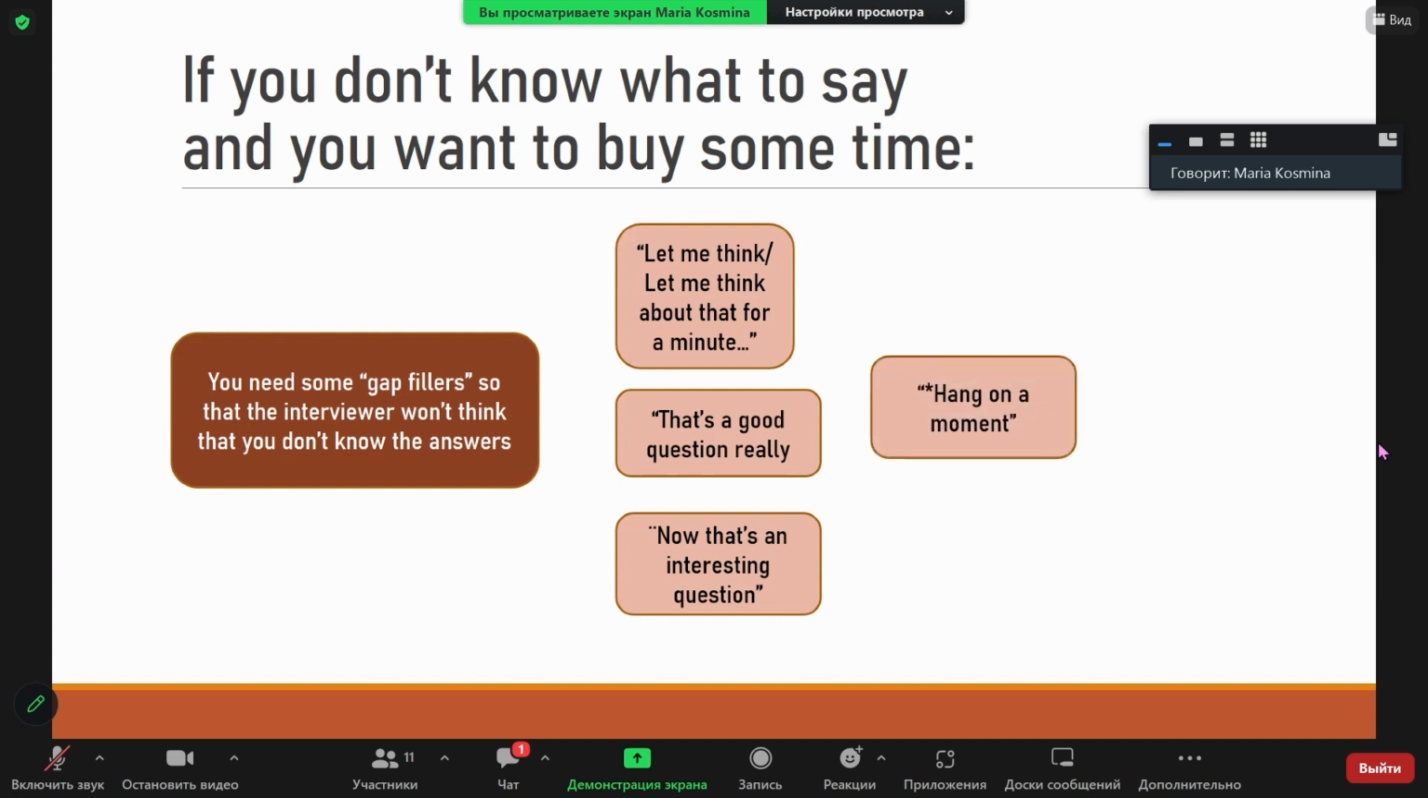There is one useful phrase, like hang on a minute, which means the same thing, like just wait for some time. But I must warn you that it's only used if you have an informal interview. You'd better avoid it if you're in a formal meeting.